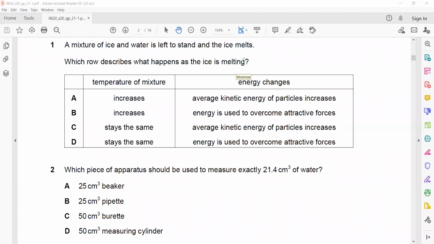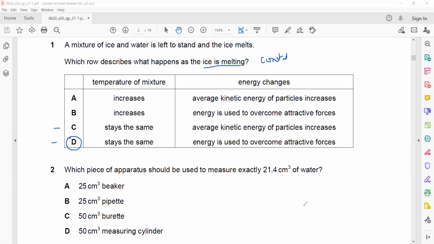Whenever there is a change in state, there is no change in temperature. So as the ice is melting, the temperature will remain constant, or the temperature will not change. So either C will be the answer or D. But what happened to the energy the ice will take? That is used to break the intermolecular forces. So that's why D is the right answer.